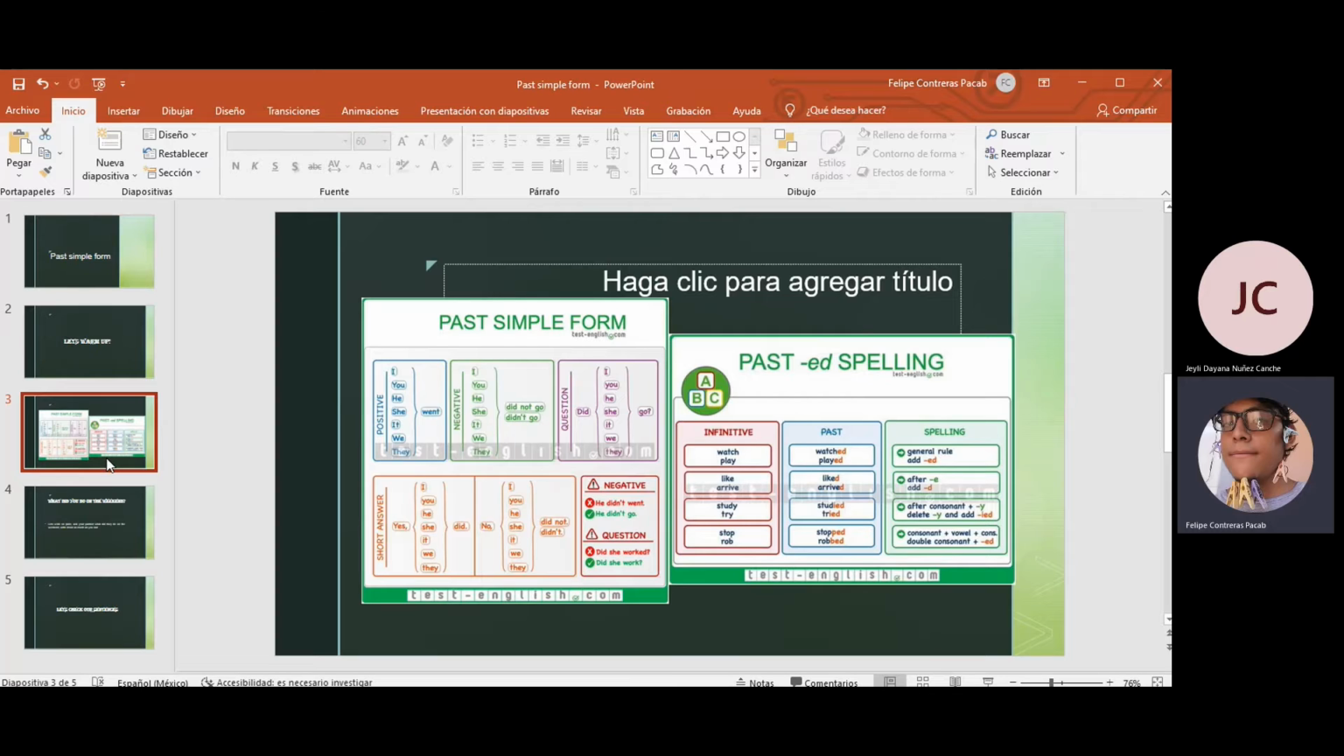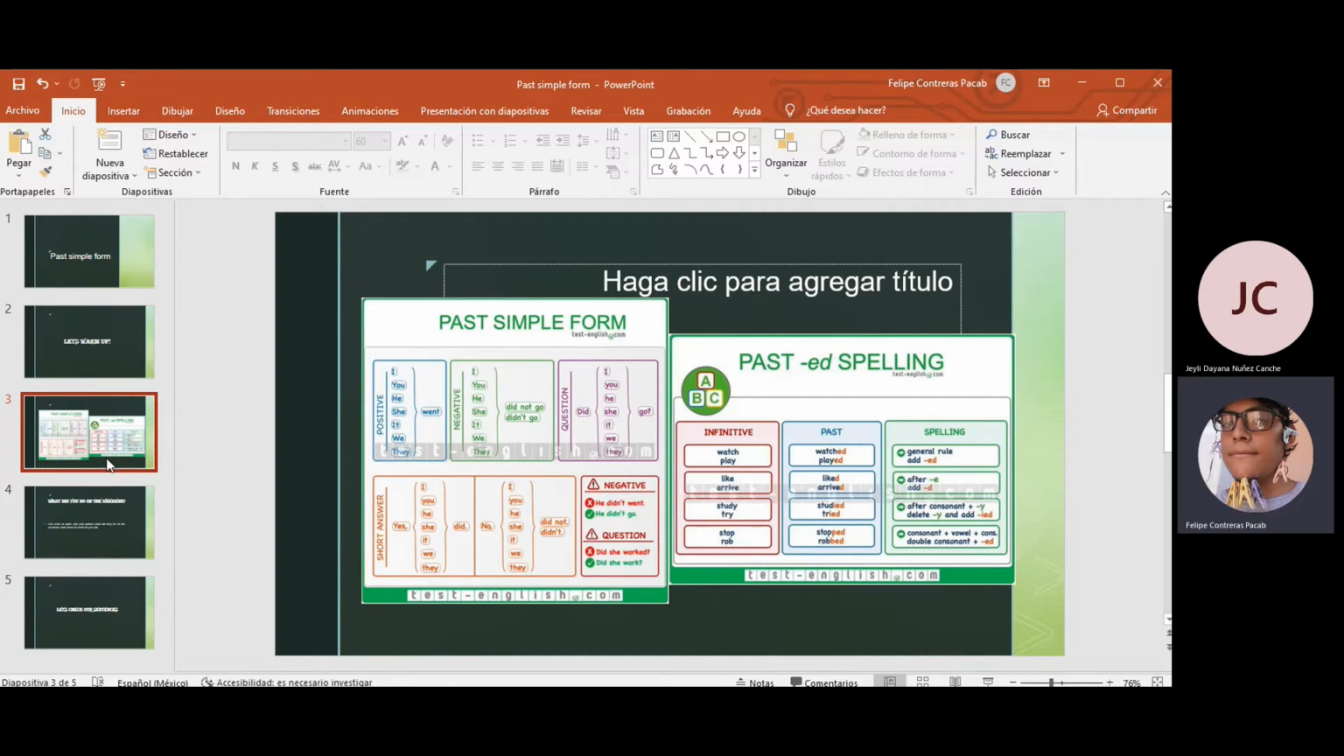And other examples on how it should work are study and try. When a verb in infinitive ends with a y, the general rule is to delete the y and add ied. For example, study becomes studied. Try becomes tried. That is how the general rule works.